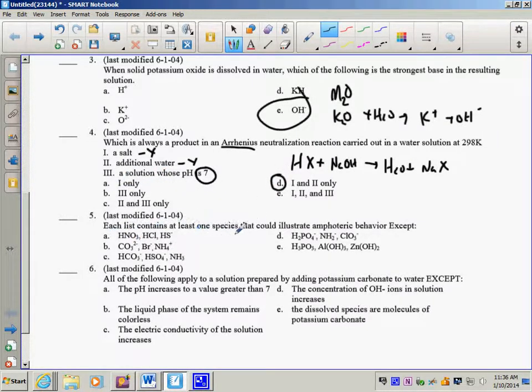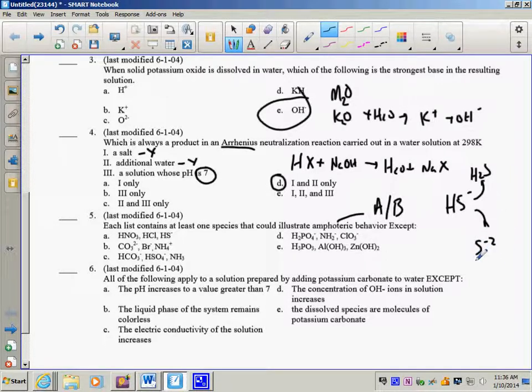Each list contains at least one species that can be considered amphoteric. Amphoteric is something that can be both an acid and a base. For example, your HS negative can gain an H to form H2S, or can lose an H to form S minus 2. It can go both ways.